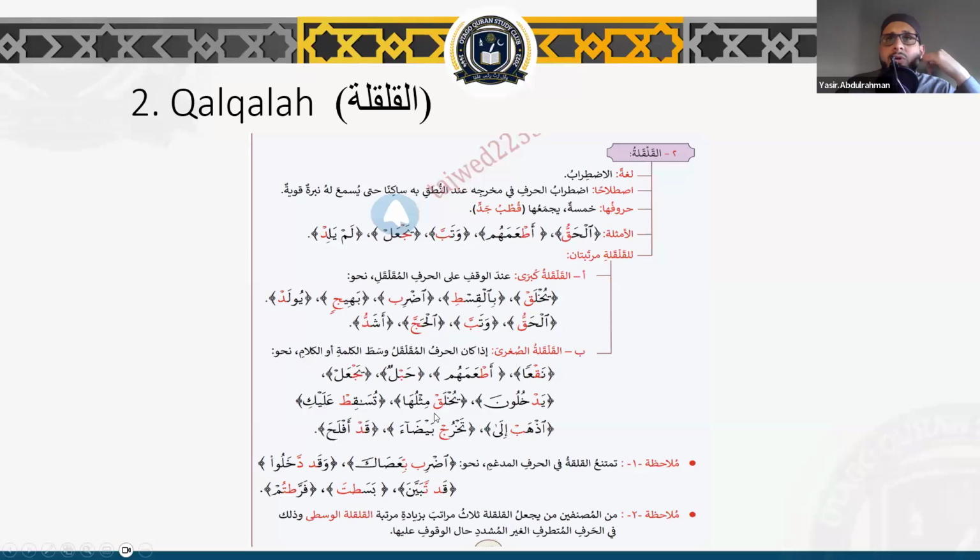If I stop on it... So that's the examples of the 2 levels of qalqala.